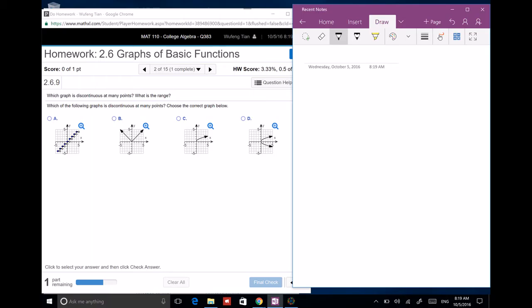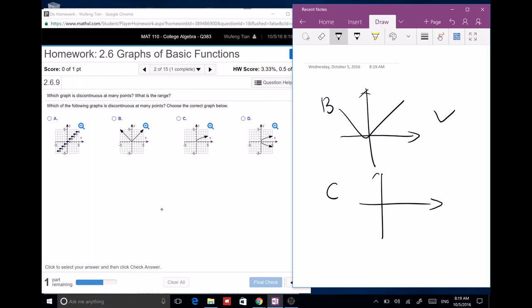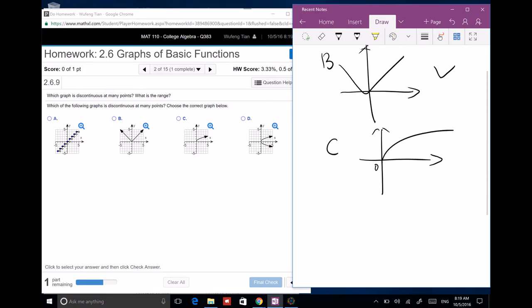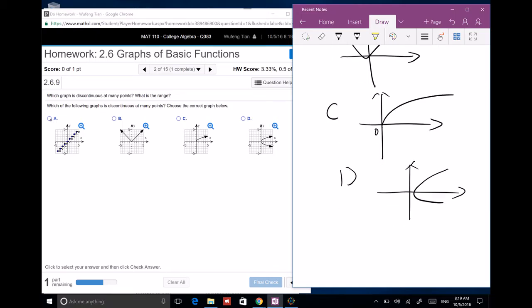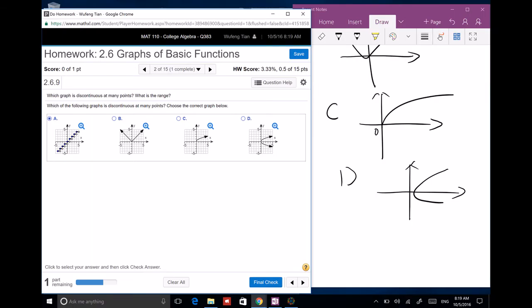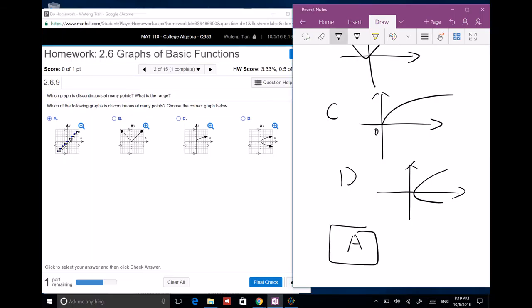Which graph is discontinuous at many points? Here is the range. Which of the following graphs is discontinuous at many points? So B is continuous everywhere. C is continuous from 0 to infinity. And D is continuous from 0 to infinity. But A is discontinuous at many points. You see, it's at many points. So A is going to be the right answer.